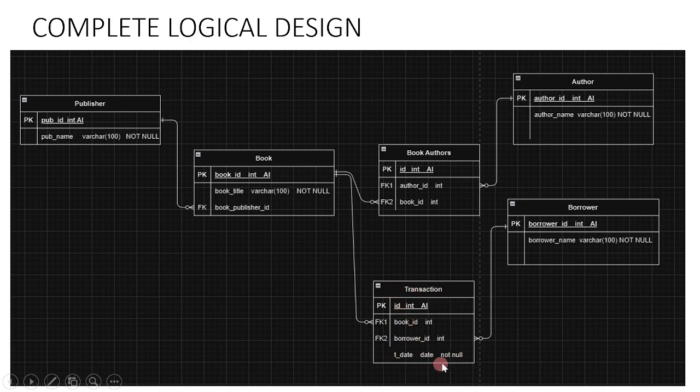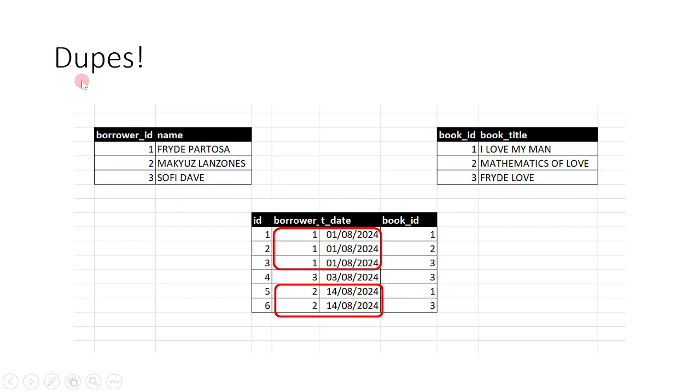But the problem actually lies in this table, in this entity here. What problem would arise if we leave it this way? It's actually on data normalization. We could still normalize it. It is not yet in its third normal form, because we could still have some duplicates.